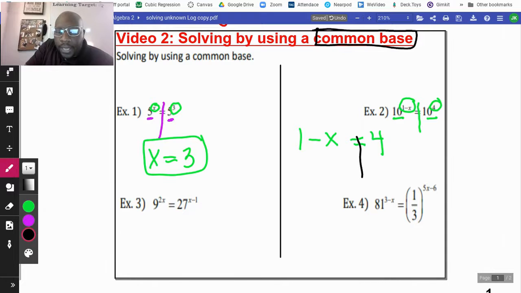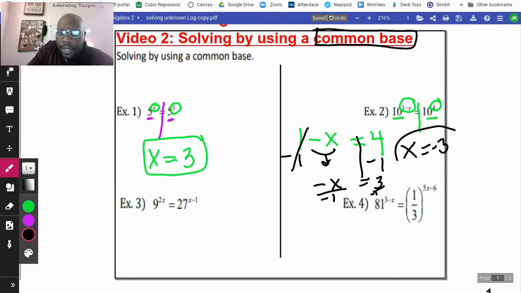How do we solve for x here? Well, to solve for x, you need to get rid of this 1. Minus 1, you get 3. You still have this negative x on the left-hand side. Then you divide by negative 1 on both sides. You should have x equals negative 3. Now you're done.